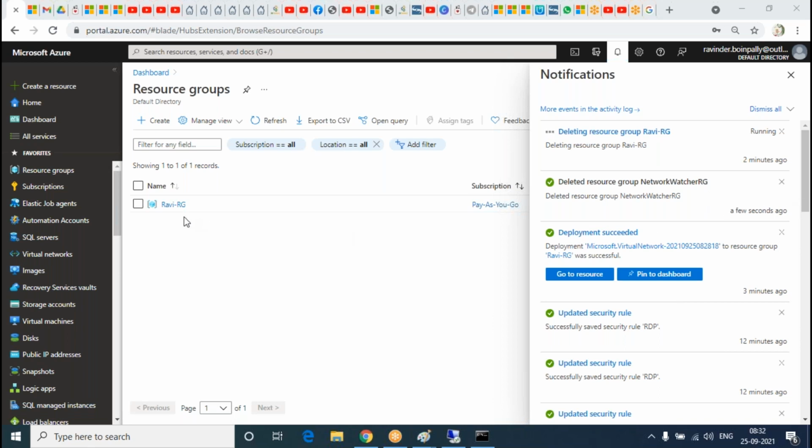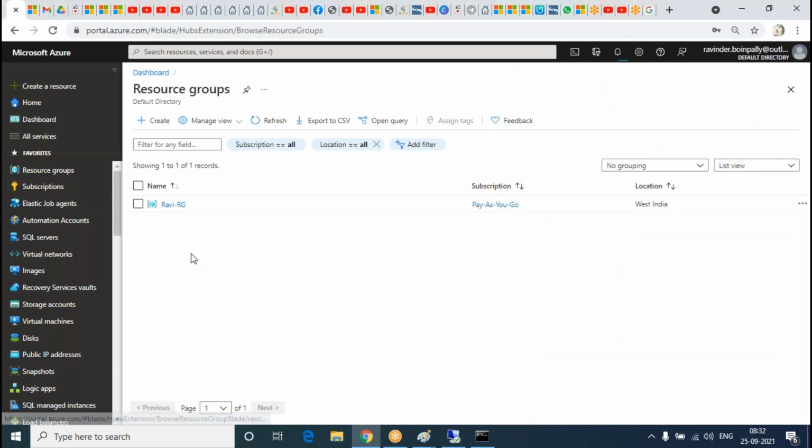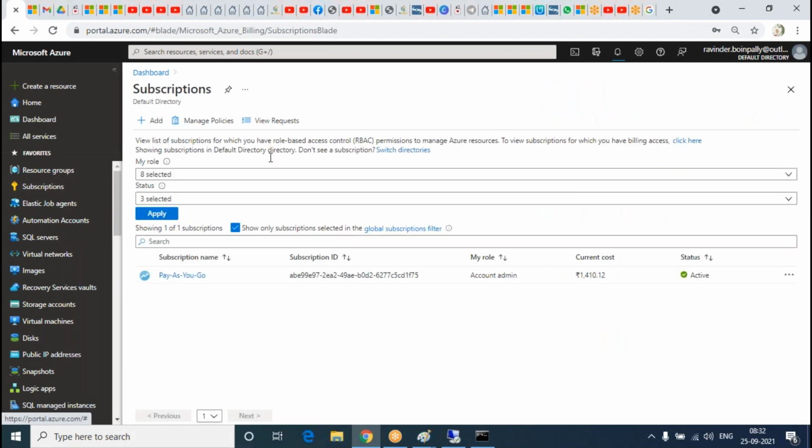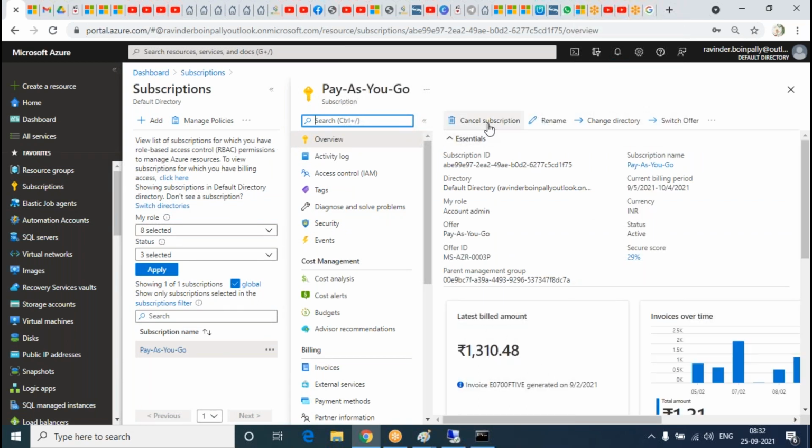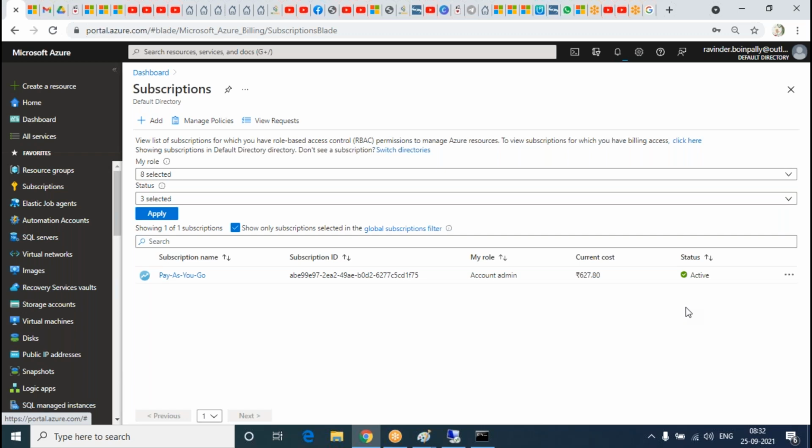How do I completely demolish the account after practice, after the 1 month free trial? If you want to cancel the subscription, go to subscription and click on the subscription. There is something called cancel subscription that will completely shut down your account. After that, we don't get any bill. You don't get a bill even if it is active but you are not using it. No need to worry. So it is 627 rupees only. It was showing 14, but that was the wrong one. When I started our class, my bill was 611 rupees or so. After all these classes, maybe 20 rupees. That's it.